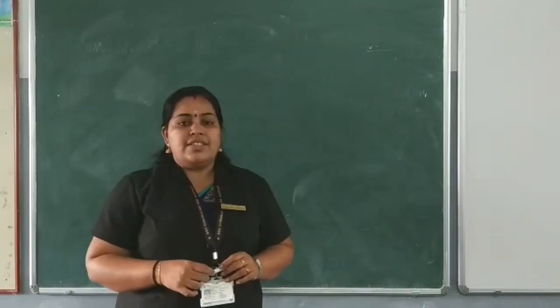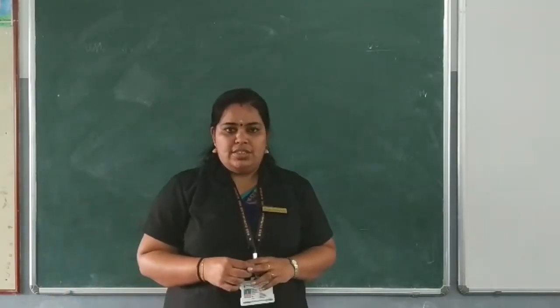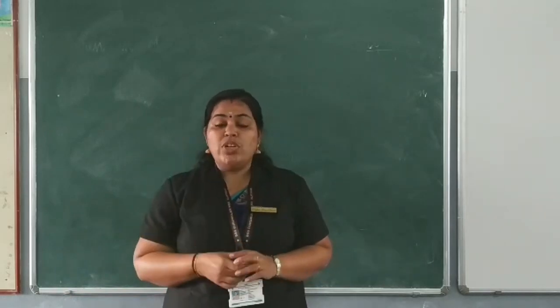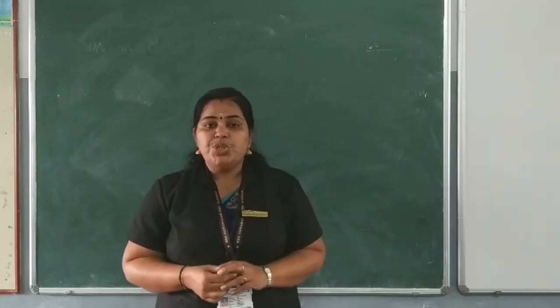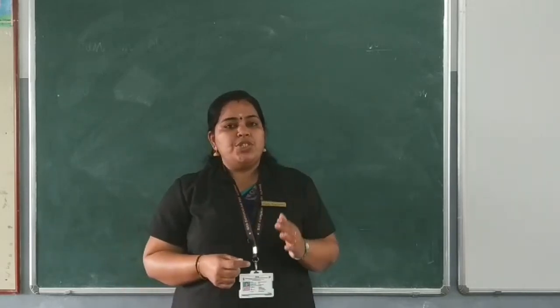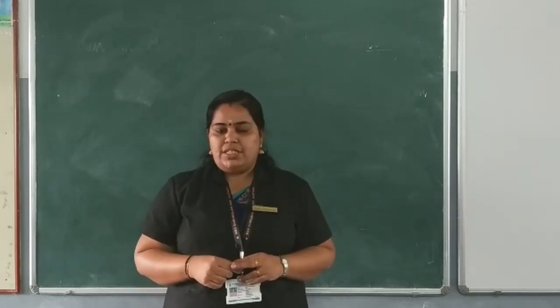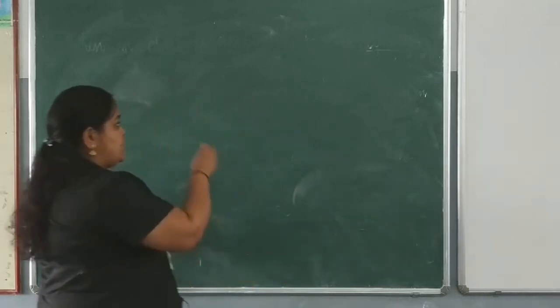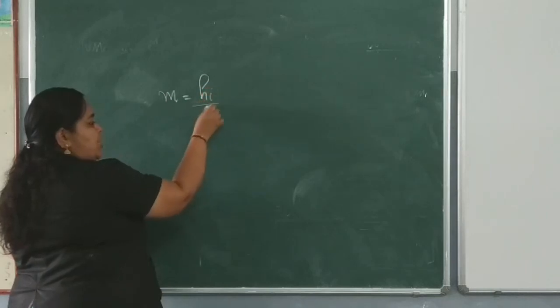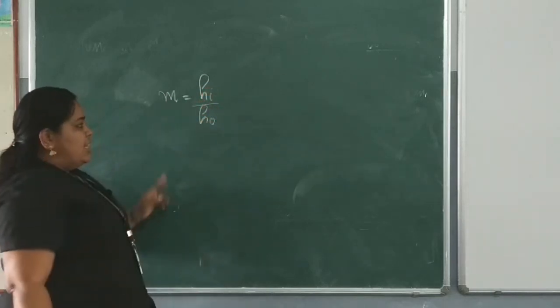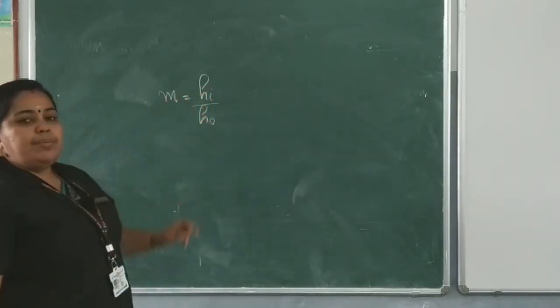Okay? Next topic is magnification. What is meant by magnification? Magnification is the ratio of the height of the image to the height of the object. Okay, magnification is the ratio of the height of the image to the height of the object. M is equal to HI by HO.